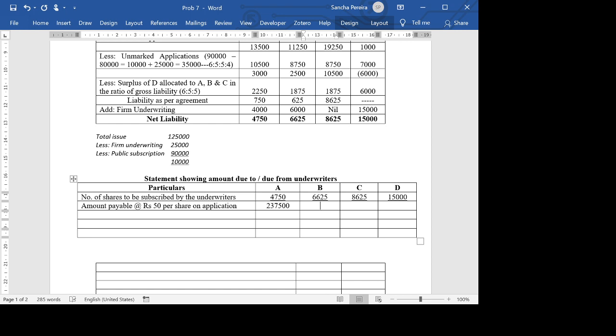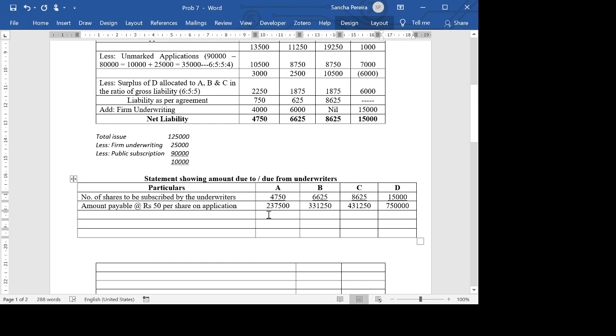In case of B, it will be 3,31,250. In case of C, sorry, it will be 4,31,250. And in case of D, it will be 7,50,000. How did I get these amounts? Multiply 50 with all these. You will get these amounts.